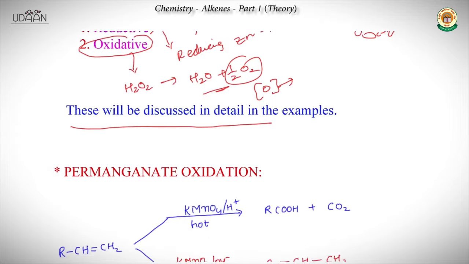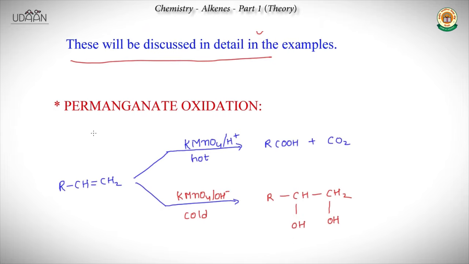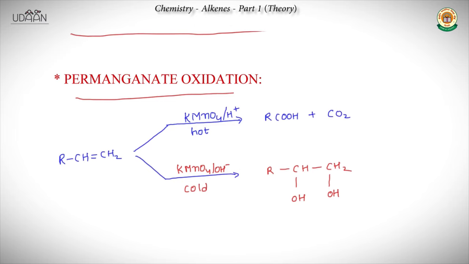Now let's move on to the next and final part, which is permanganate oxidation of alkenes. In permanganate oxidation, there are two things. One is the hot condition and one is the cold condition. So what is the difference? Like with the hot and the cold condition, what ends up changing? Hot conditions provide more energy and ensure that the bond breaks away. And KMnO4 is a very strong oxidizing agent.